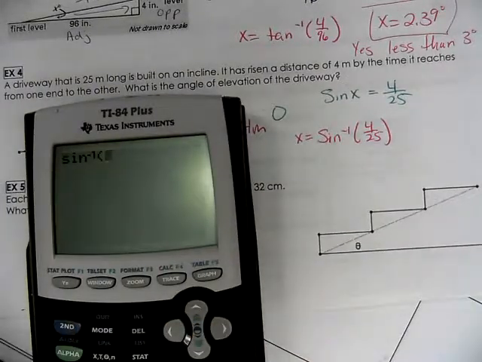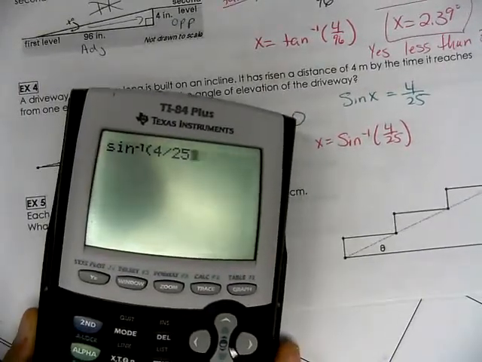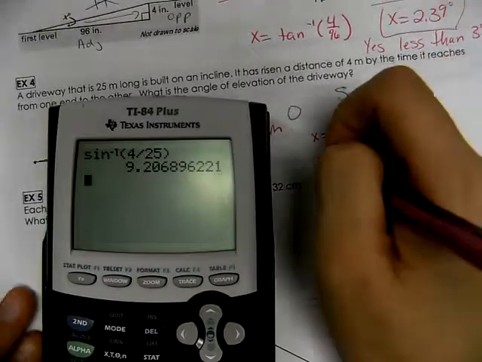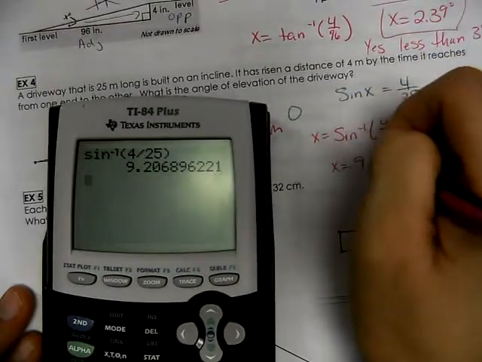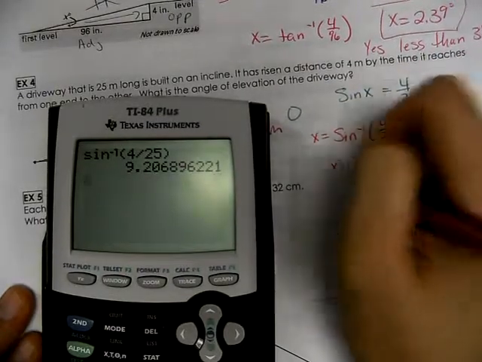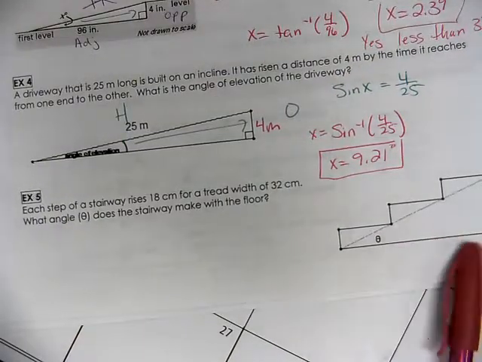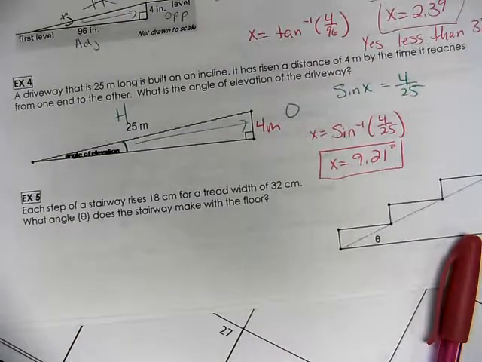So you're always doing one trig function. And the nice thing is you don't have to worry about multiplying or dividing. It's just put the fraction in. So x is 9.21 degrees. So on the quiz, they're all going to be mixed together. Look for what is the angle measure. If I'm asking for an angle measure, that's when you do the inverse.